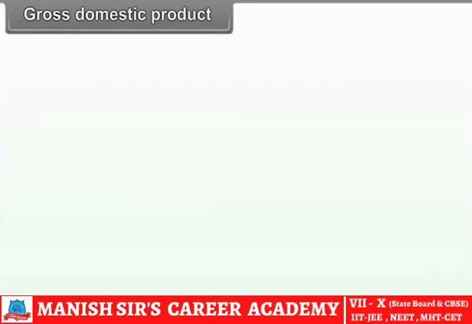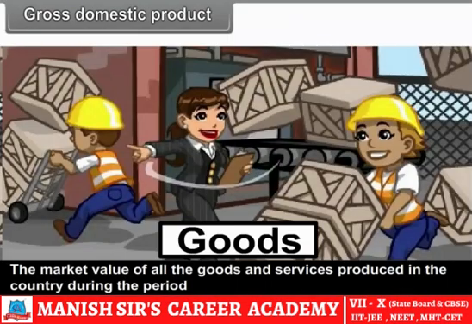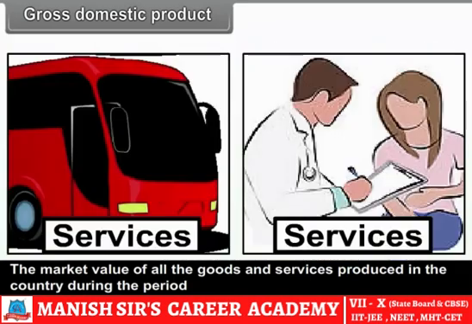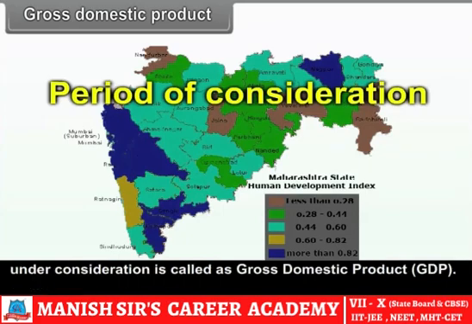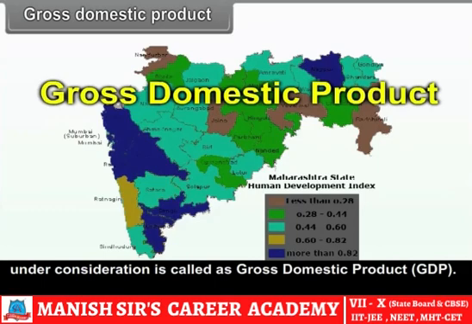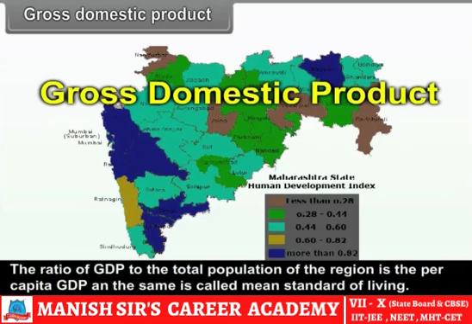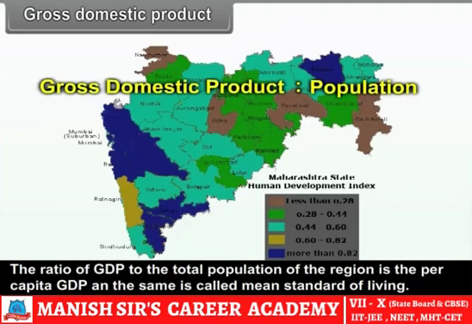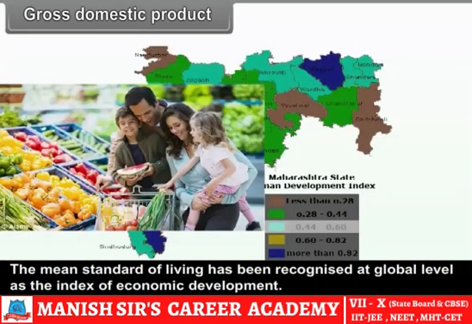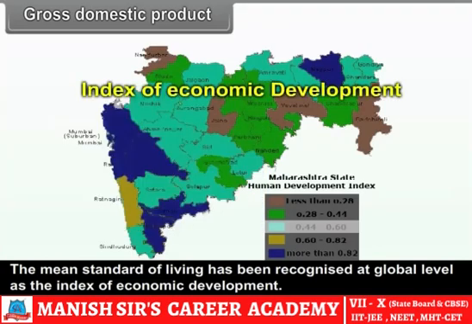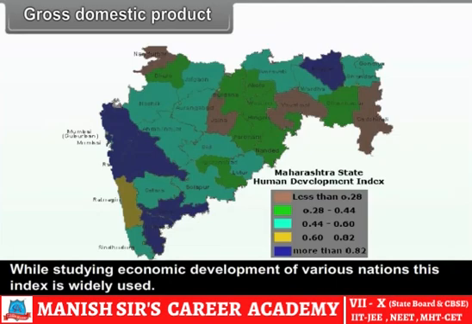Gross Domestic Product (GDP). The market value of all the goods and services produced in the country during the period under consideration is called as Gross Domestic Product (GDP). The ratio of GDP to the total population of the region is the per capita GDP, and the same is called mean standard of living. The mean standard of living has been recognized at global level as the index of economic development. While studying economic development of various nations, this index is widely used.